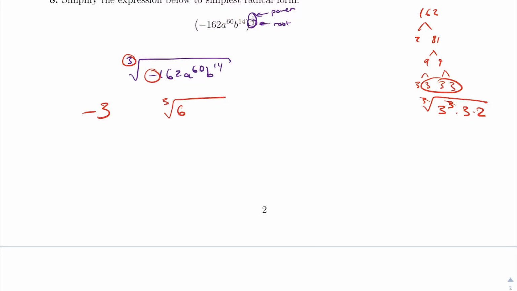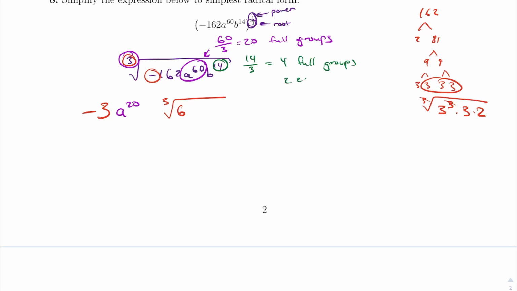Now because we're trying to make groups of 3 with the a to the 60th, we'll be able to make 20 full groups with no leftovers, since 60 divided by 3 is 20 full groups. If we try to do the same thing with b though, we do 14 divided by 3, we find that we get 4 full groups with 2 extras. So b to the 4th from the full groups, and then 2 extras will be b squared inside.